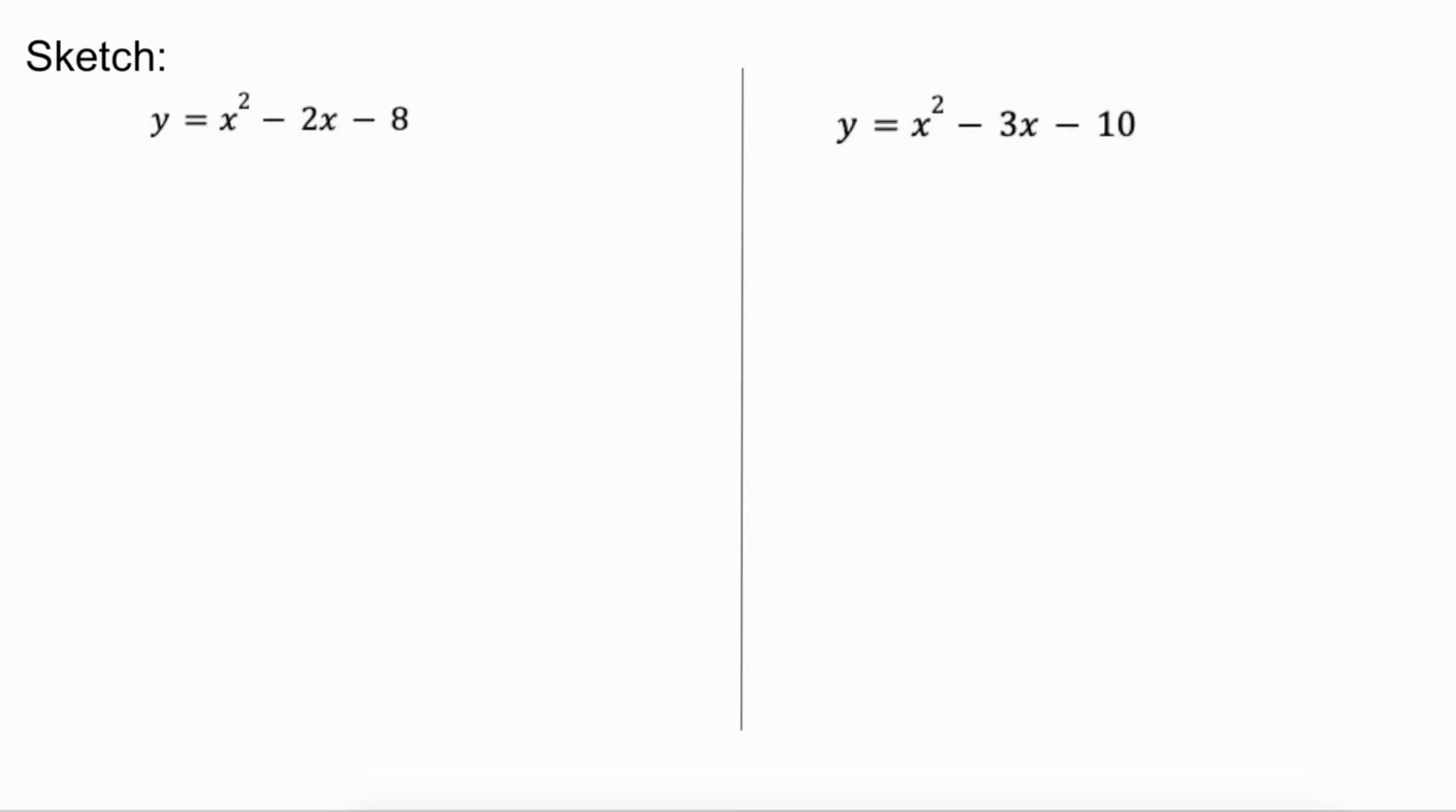So this is if we don't use technology, if we're just doing it by hand. So when we're sketching it, there's a few things we need to be really careful of that we need to find. And that's the y-intercept. So we're looking for the y-intercept, we're looking for the x-intercept, or intercepts.